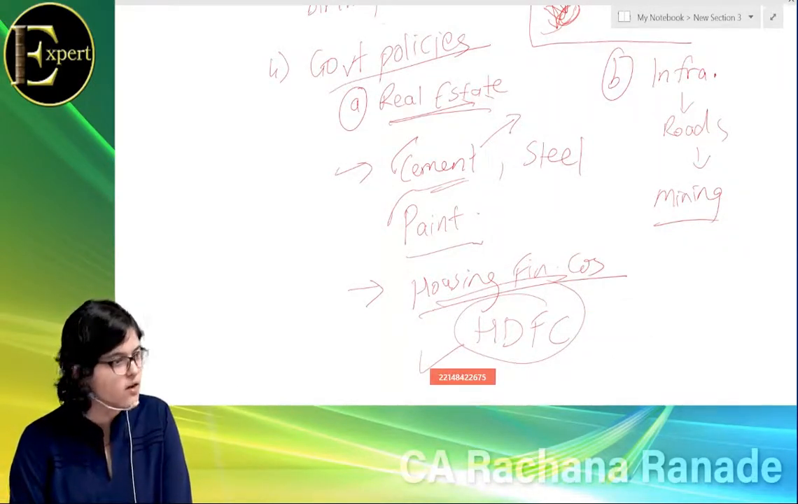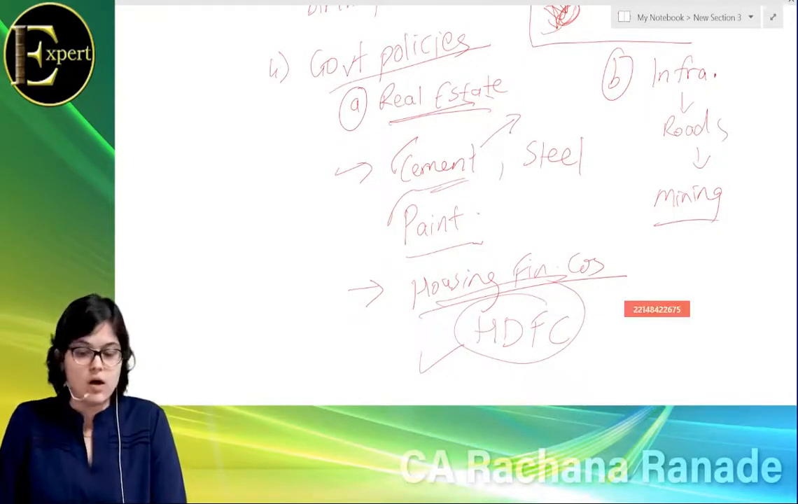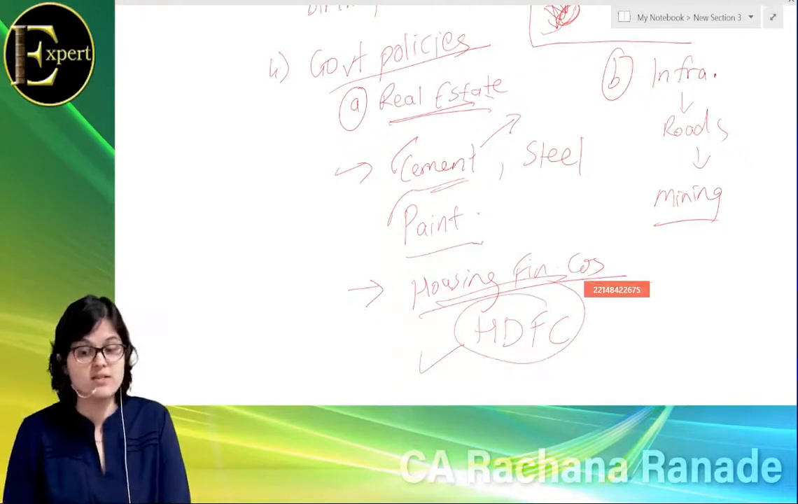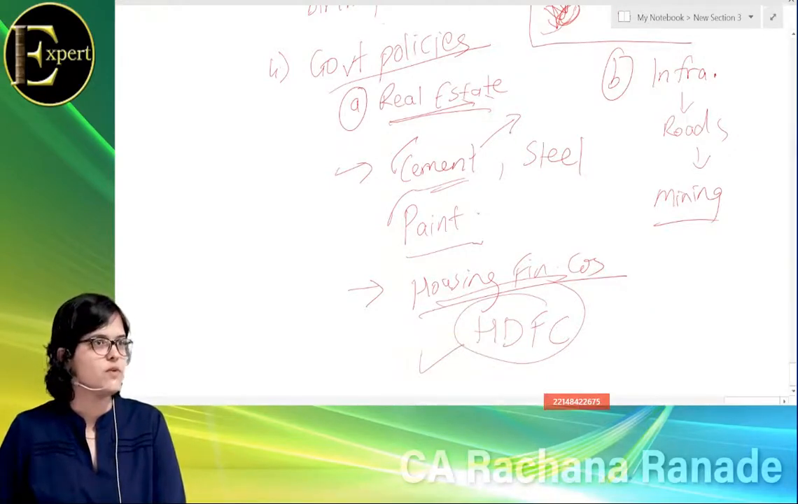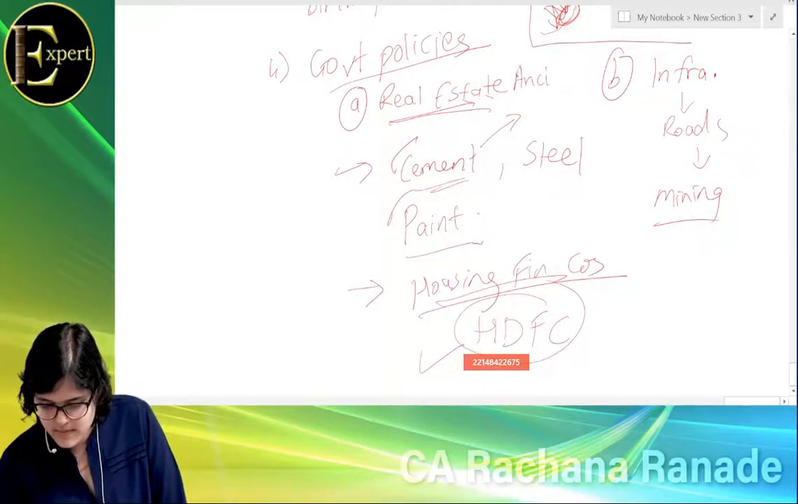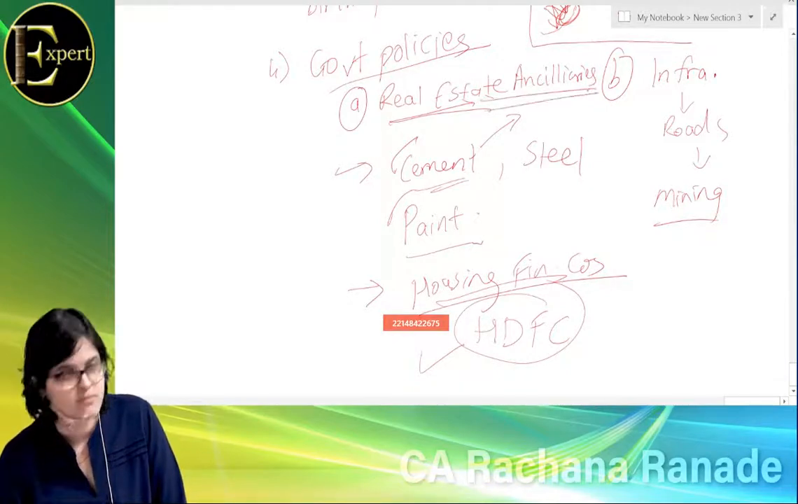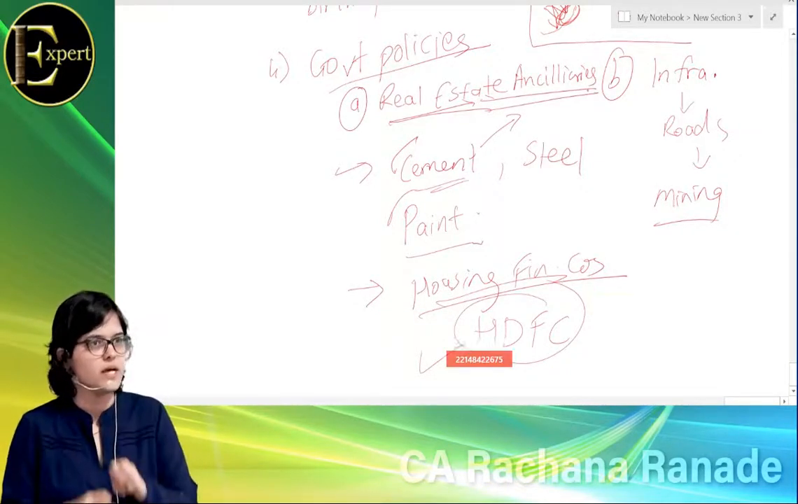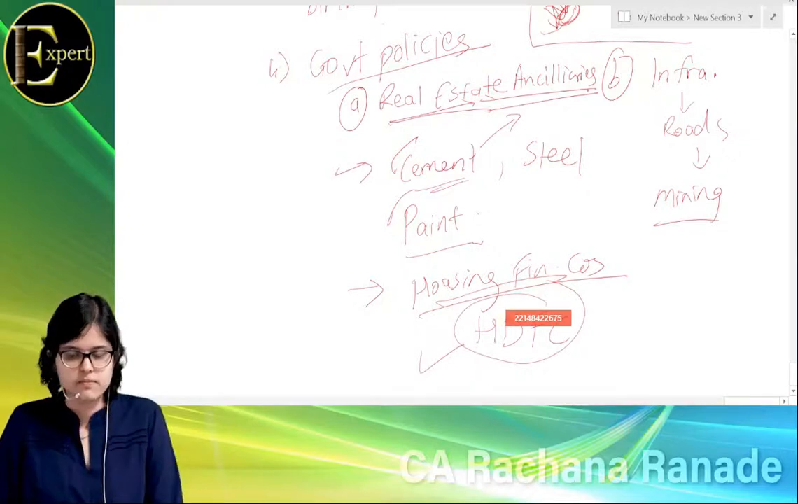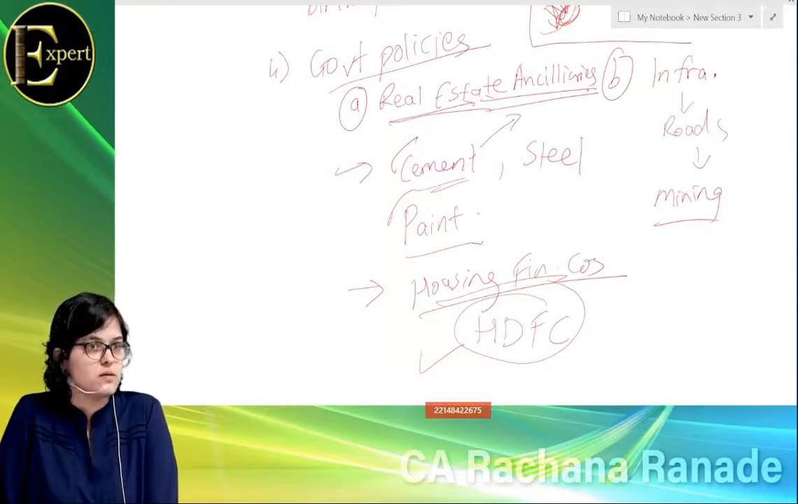Have you written government policies? Inside government policies, write down real estate. Instead of writing real estate, we'll write down real estate ancillaries. We're talking about that, right? You know what an ancillary is? Related to it, a subset of that. Okay, real estate ancillaries, maybe we talked about 3 ancillaries.